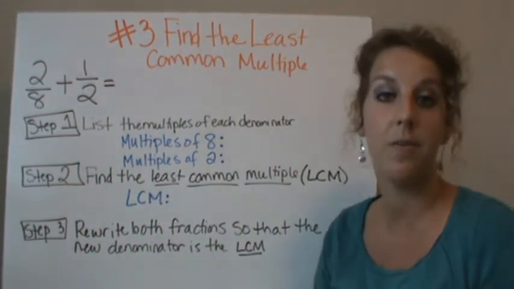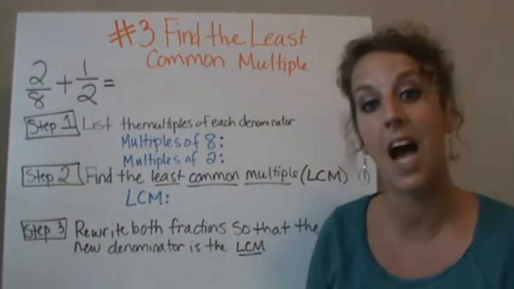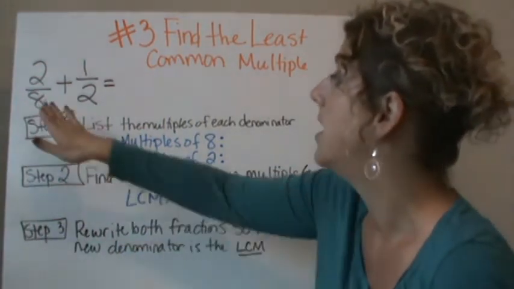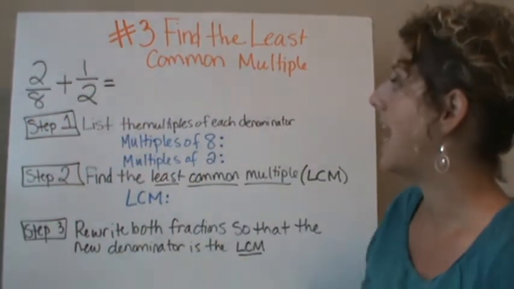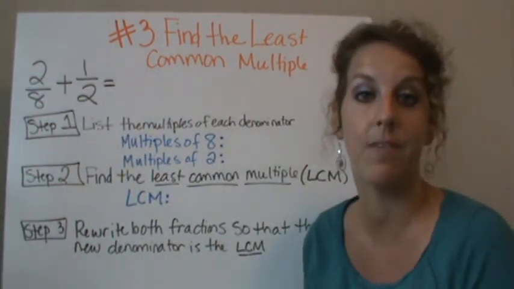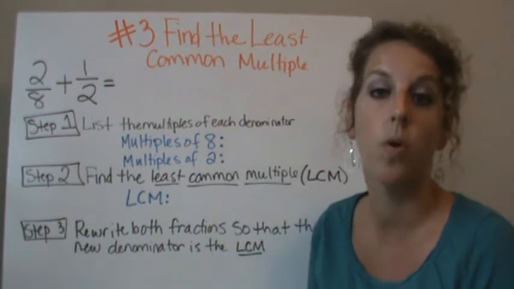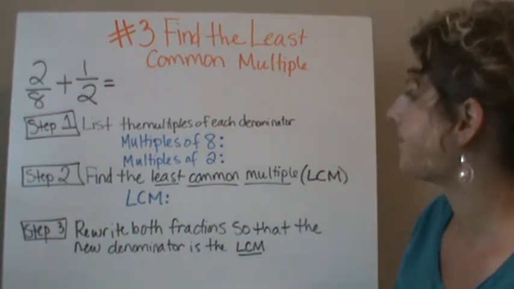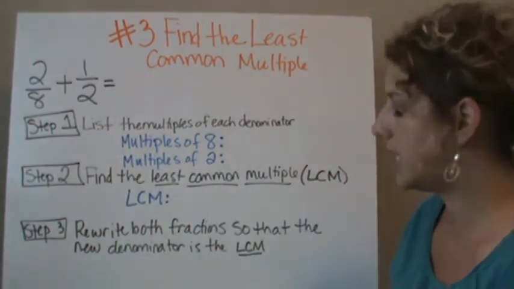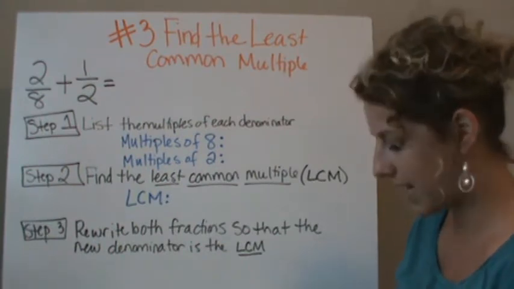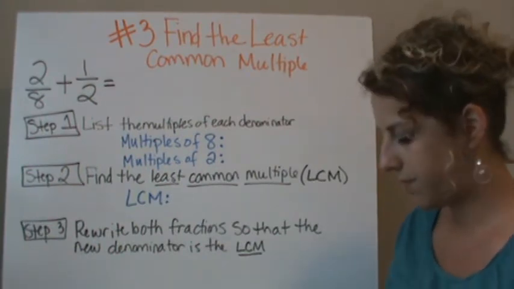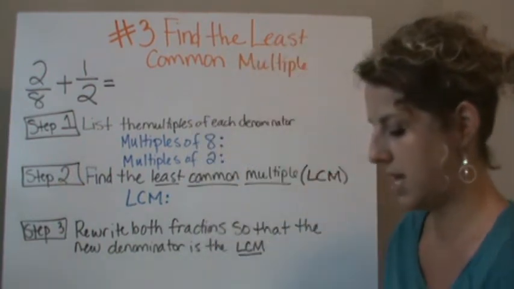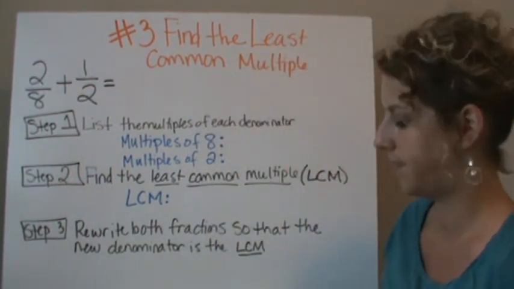The third and final method is finding the least common multiple. If we have 2/8 plus 1/2, these are a few steps you can take if you do not have manipulatives or if you just want to use paper and pencil. Step 1, you want to list the multiples of each denominator. So the first thing you want to do is list the multiples.